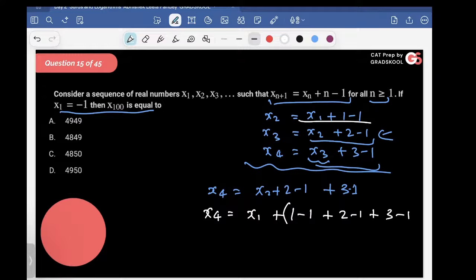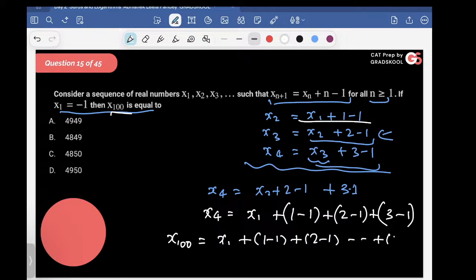मैं यहाँ पैटर्न दिखाना चाह रहा था. पैटर्न बन गया? All of you are getting it? So if I want to find x100, this must be equal to x1 plus 1 minus 1 plus 2 minus 1 and so on till 100 minus 1. This is the pattern I wanted you to see. All of you, do you get that?